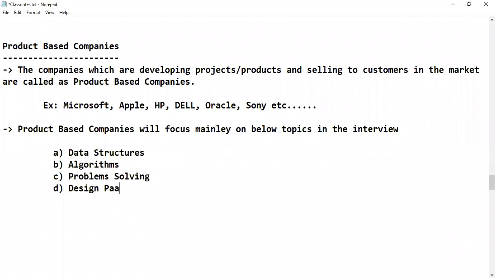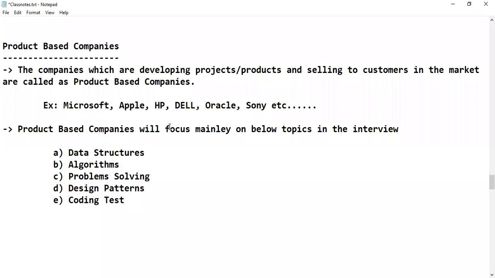They are going to concentrate on design patterns, and they will conduct a coding test also in the interview. So if you want to attend the interview in a product-based company, you should be good in data structures, algorithms, problem solving, design patterns, and coding test. Right?